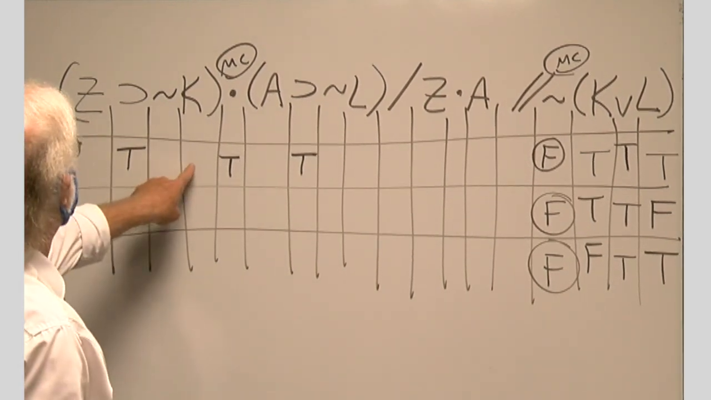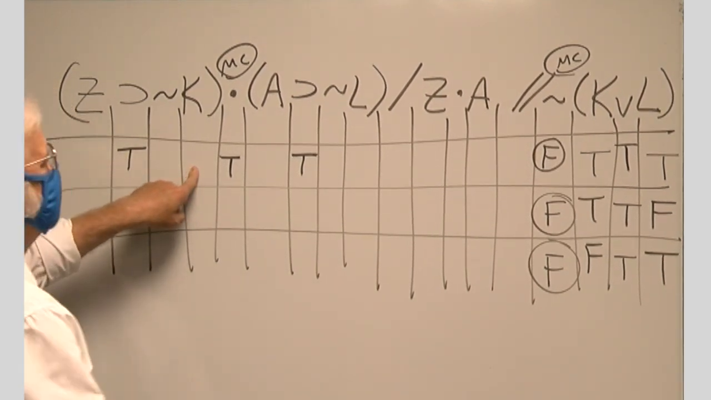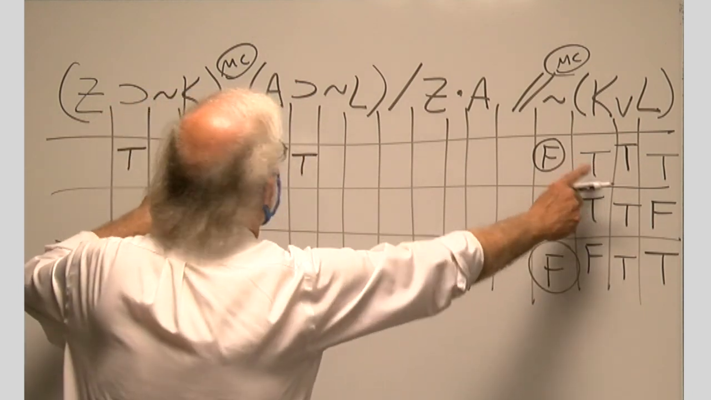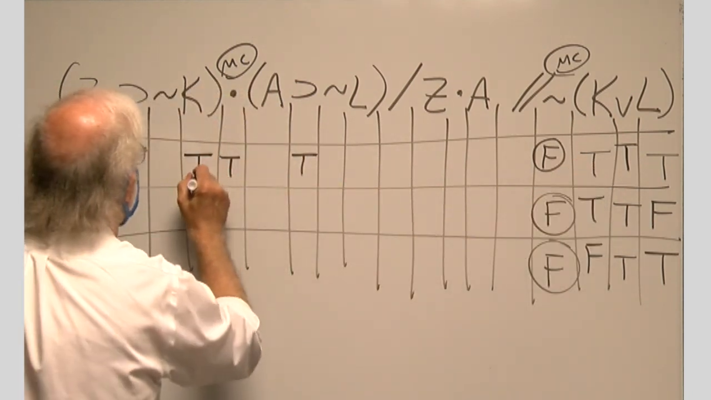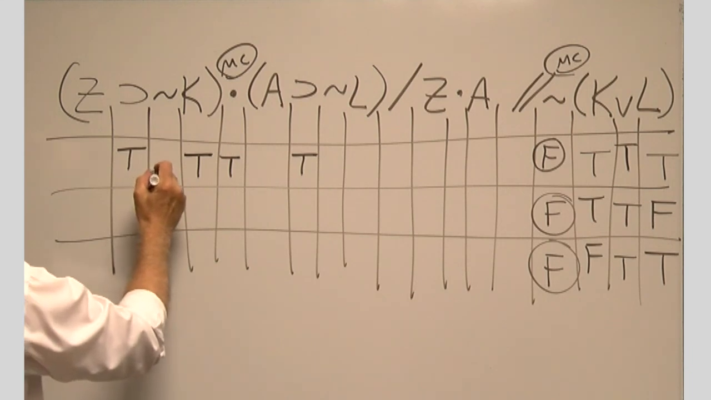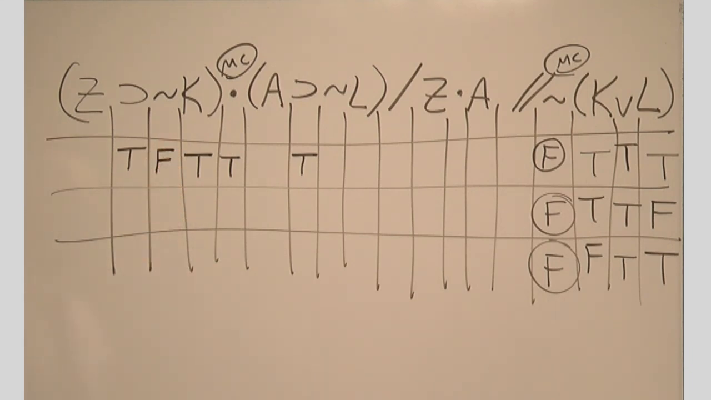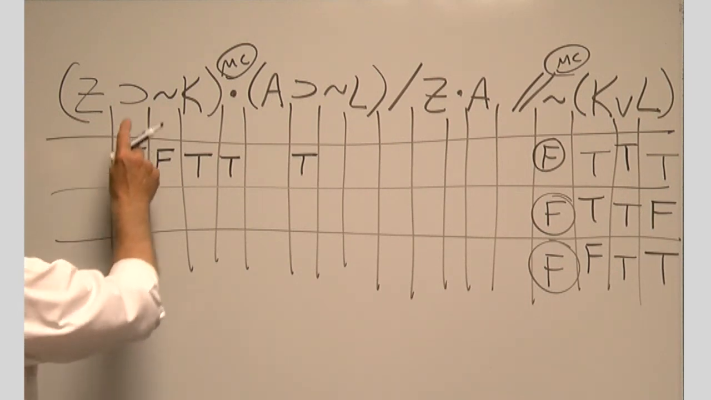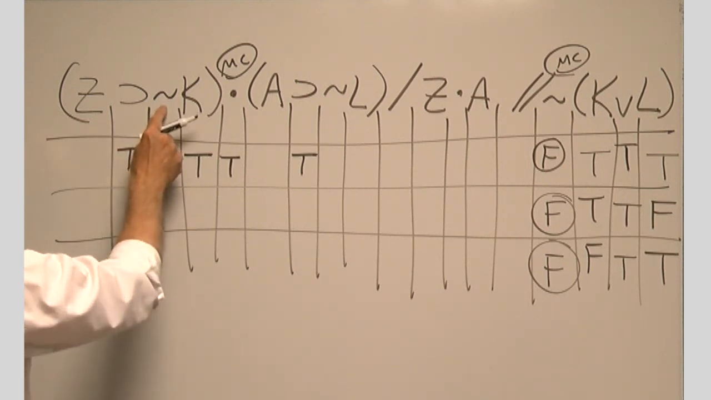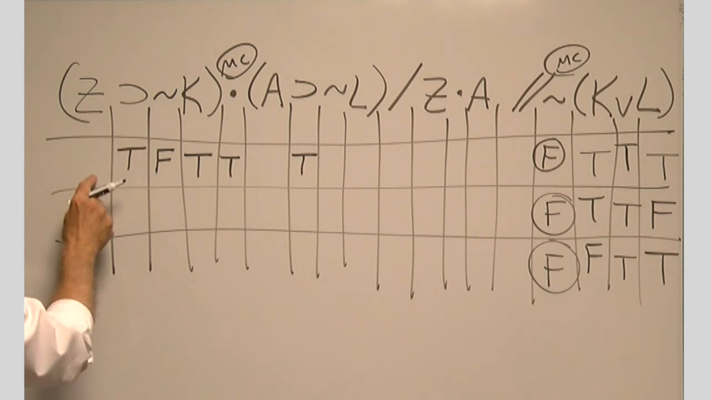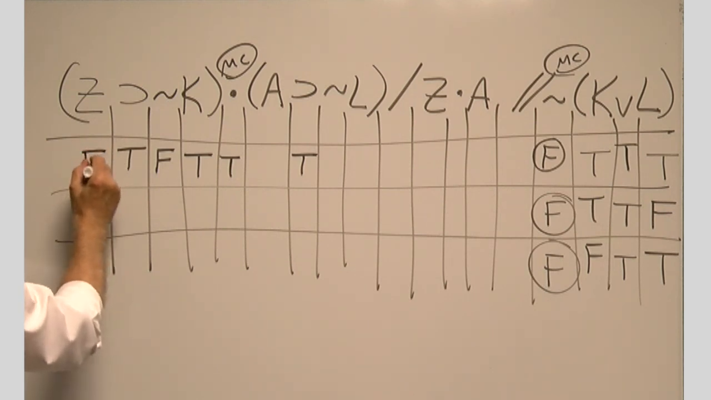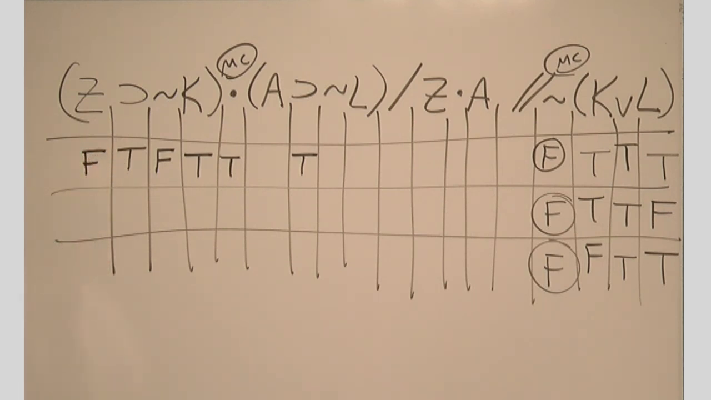Now, what do we know in this first set of fences? We know K needs to be true, which means not K needs to be false. Oh my goodness. If that horseshoe needs to be true and the consequent is false, that means the antecedent absolutely has to be false. Z has to be false.